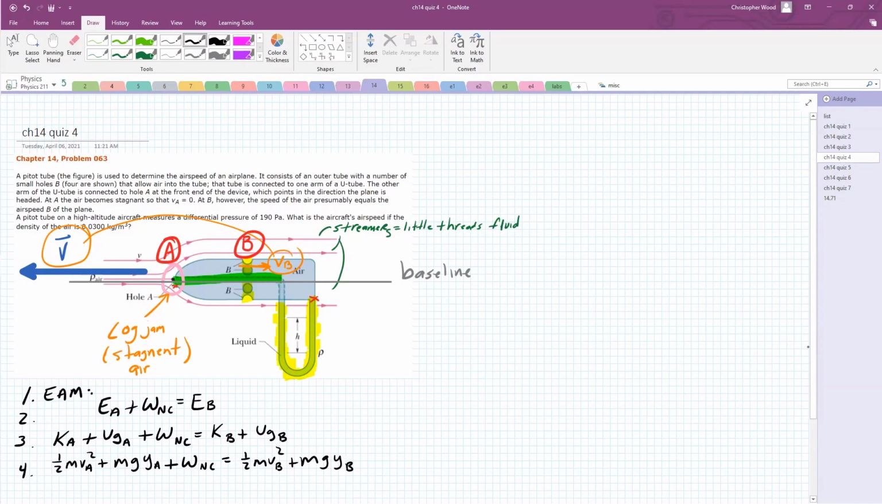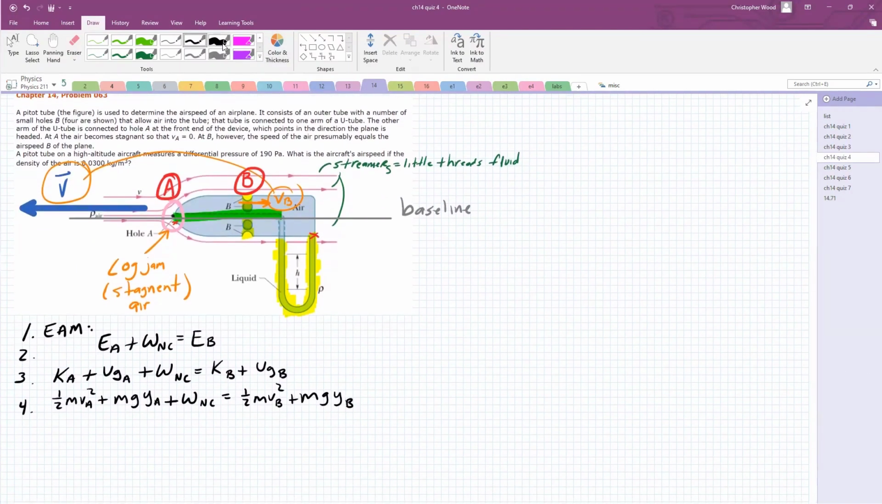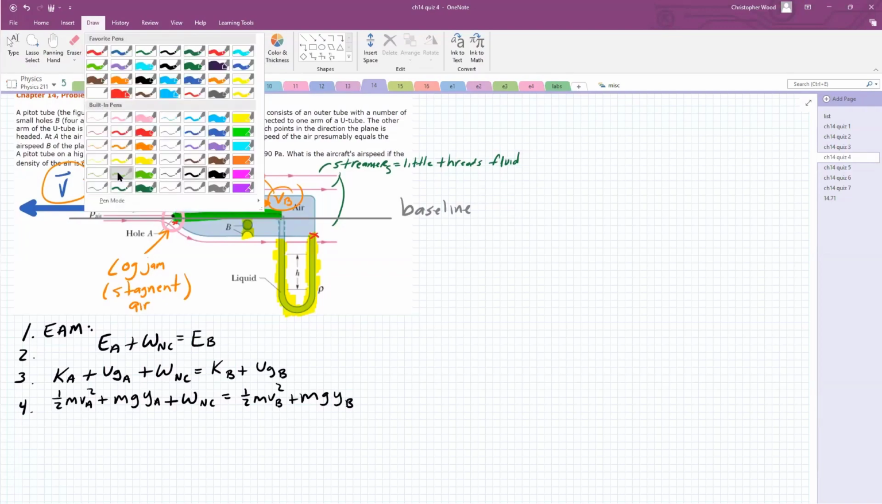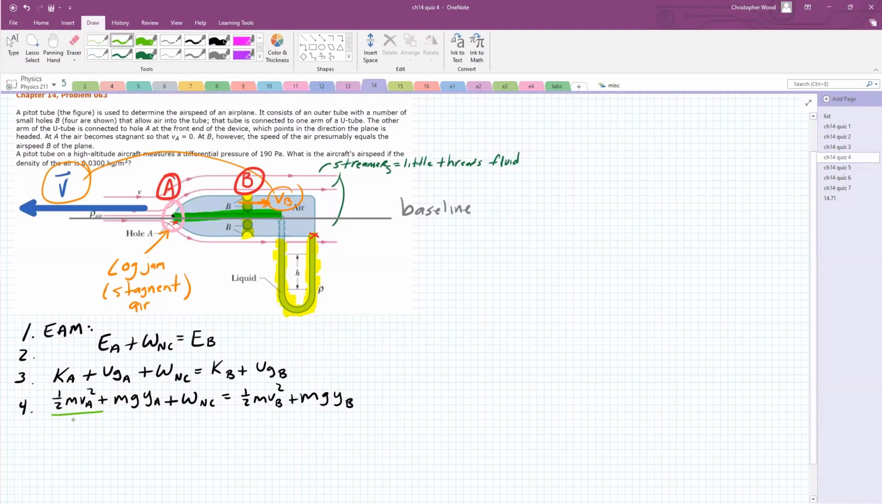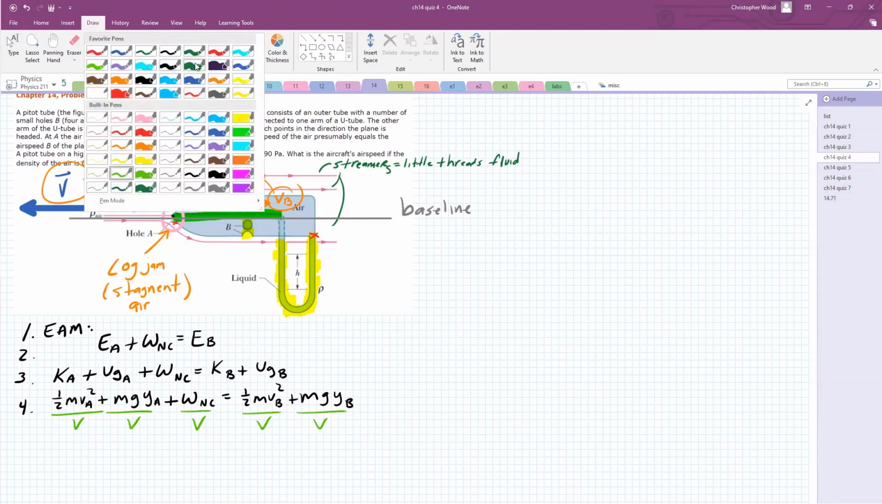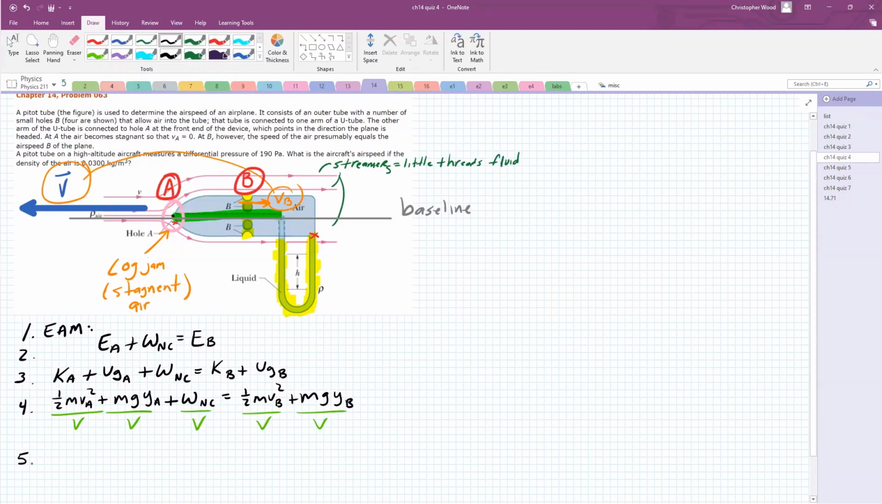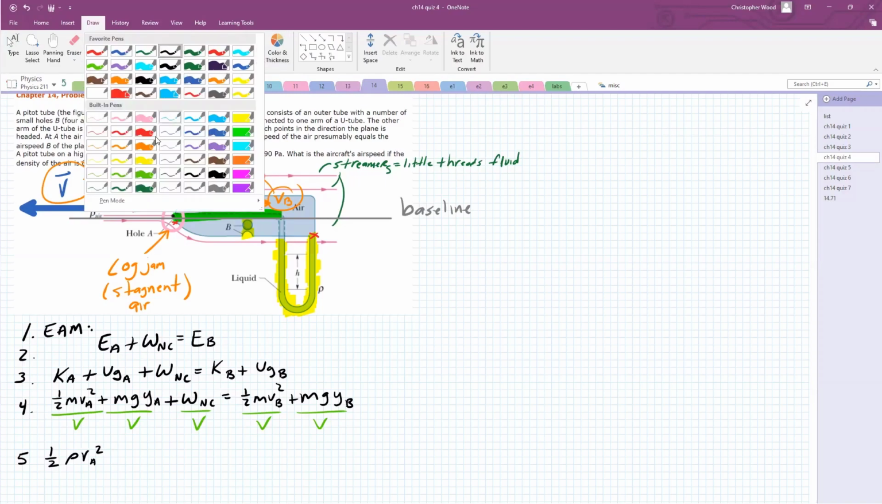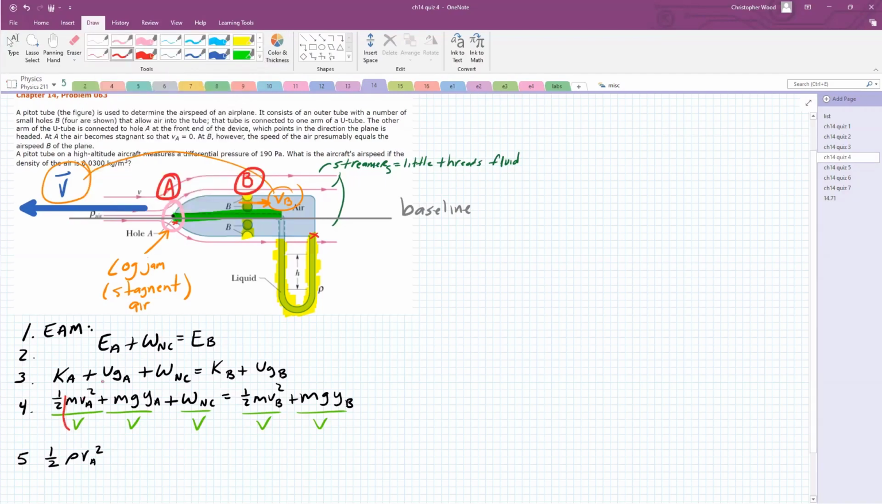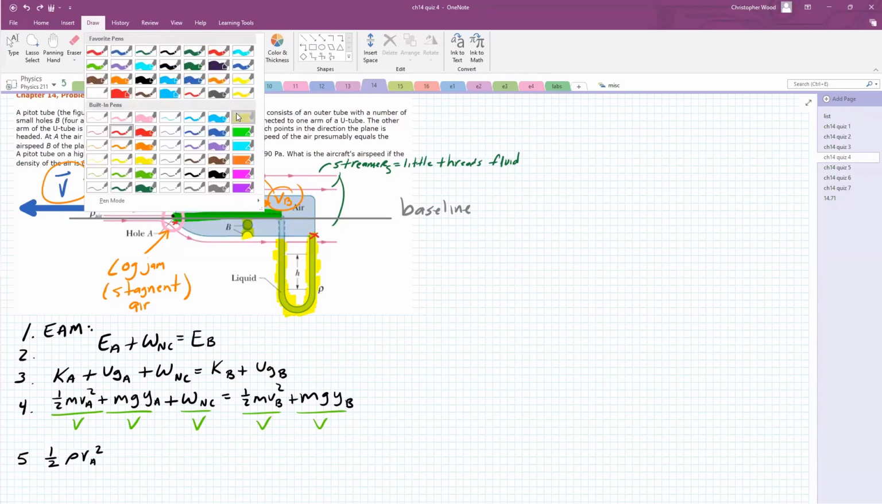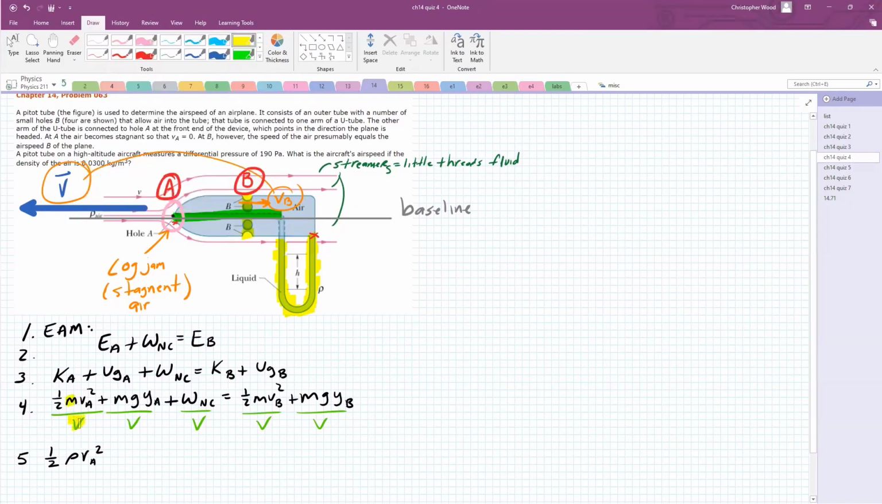Okay, so now what if I go ahead and divide through by volume? I'm going to divide every term by volume: this by volume, that by volume, this by volume. When I do that, what does that lead us to? I get 1/2 rho vA squared. Why am I getting rho? Because right here, this mass variable divided by this volume, mass per volume, is rho.